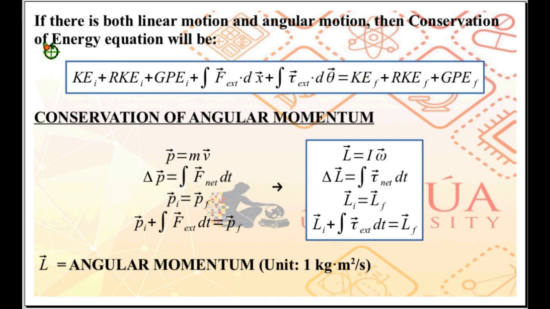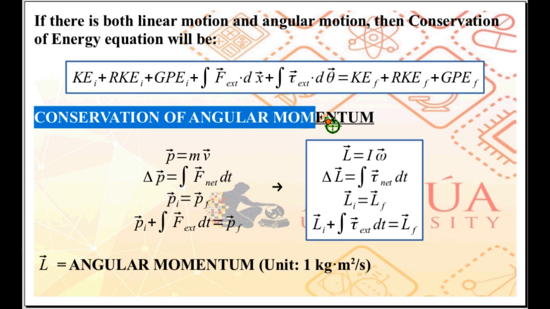So the conservation of energy equation now becomes initial kinetic energy plus initial rotational kinetic energy plus initial gravitational potential energy plus work done by external forces plus work done by external torque is equal to final kinetic energy plus final rotational kinetic energy plus final gravitational potential energy.